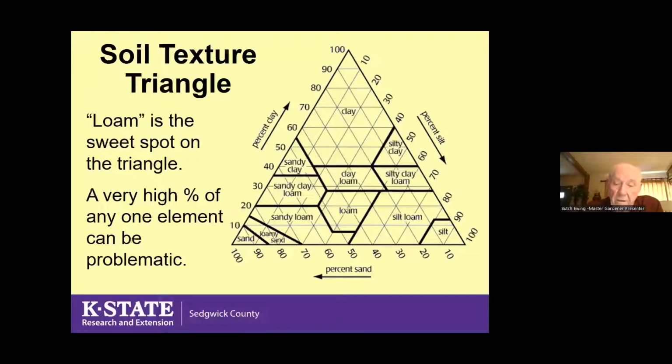Now, again, the sweet spot on this triangle is right in the center of the triangle where these loam soils are. If you have a high percentage of any one of the three types of particles, then you're going to be out into the points of the triangle, and those are the soils that potentially can be a little problematic.